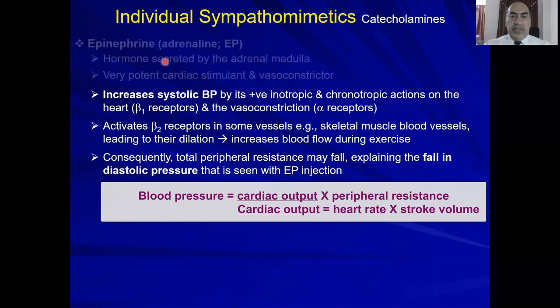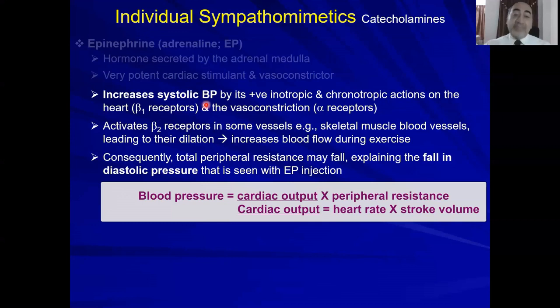So adrenaline has a positive inotropic effect, meaning it increases cardiac contractility. This will increase the pumping action of the heart, increase the stroke volume, and also increase heart rate. So heart rate times stroke volume, this will increase the cardiac output. Blood pressure equals cardiac output times peripheral resistance. It also increases peripheral resistance by its effect on the alpha receptors, causing vasoconstriction. So all of these will lead to an increase in systolic blood pressure.